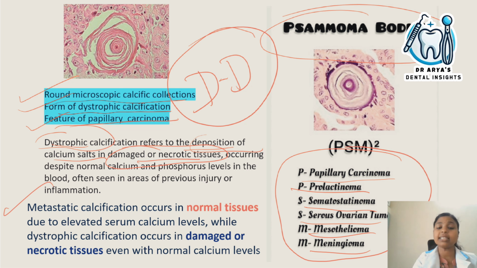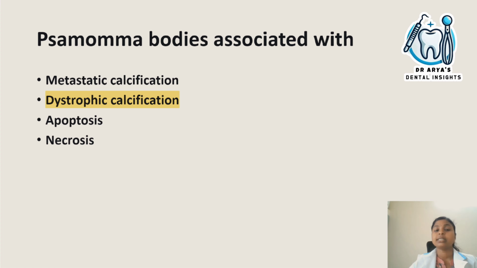So, metastatic calcification occurs in normal tissues due to elevated serum calcium levels, while dystrophic calcification occurs in damaged or necrotic tissues even with normal calcium levels. So, that is about dystrophic and metastatic calcification, and dystrophic calcification is seen in the Psammoma bodies. Okay. So, the answer is dystrophic calcification.